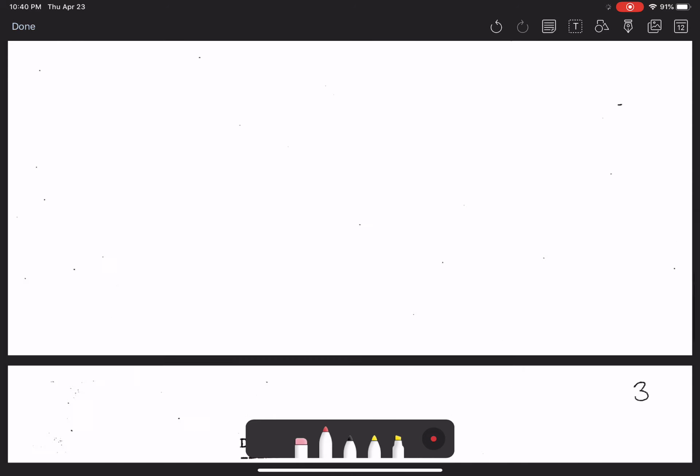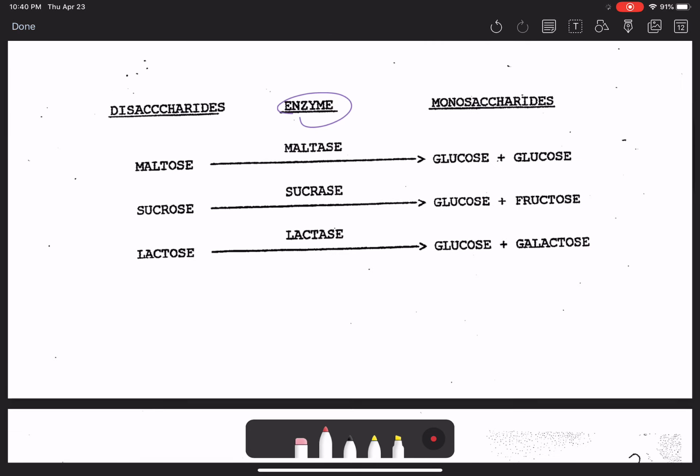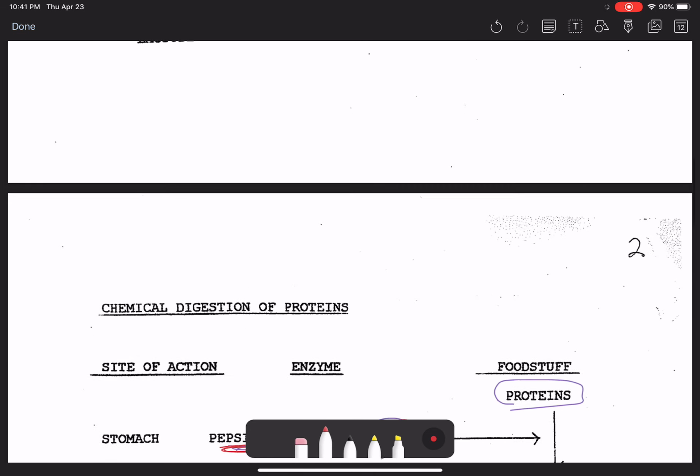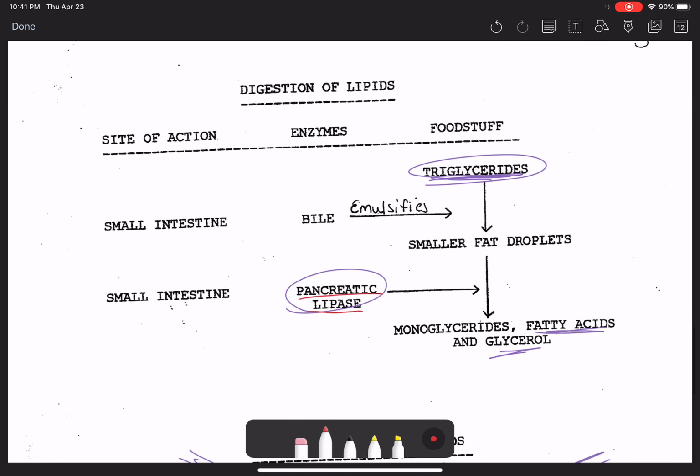All right, so again, let's just go over the enzymes I do want you to be aware of. Salivary amylase, pancreatic amylase, maltase, sucrase, and lactase, pepsinogen and pepsin, and then pancreatic lipase. You should be aware of all those enzymes and know with respect to the larger biomolecules that they play a role in breaking down into their respective subunits. All right, so the last thing I want to go over is absorption.